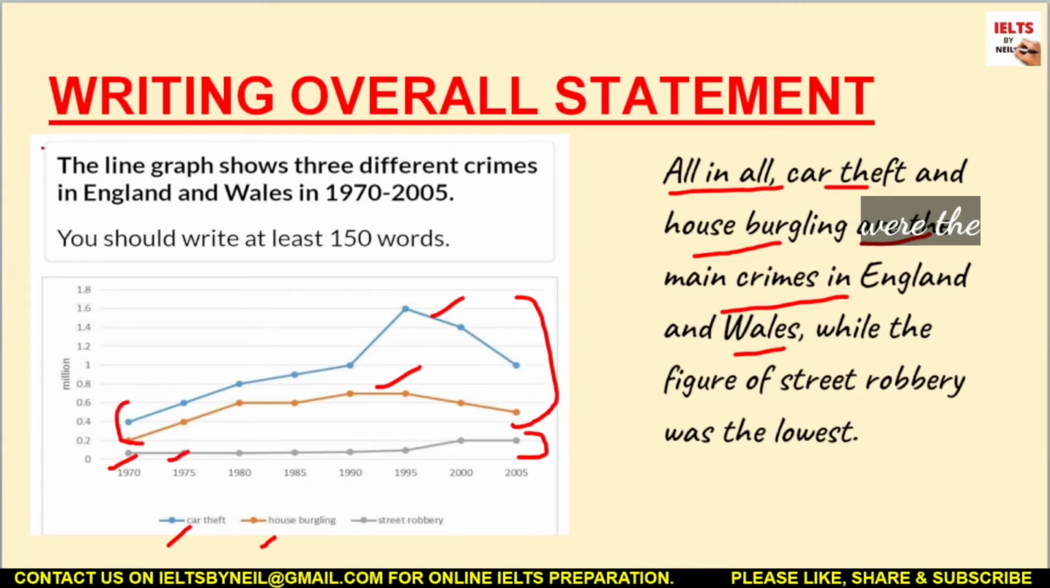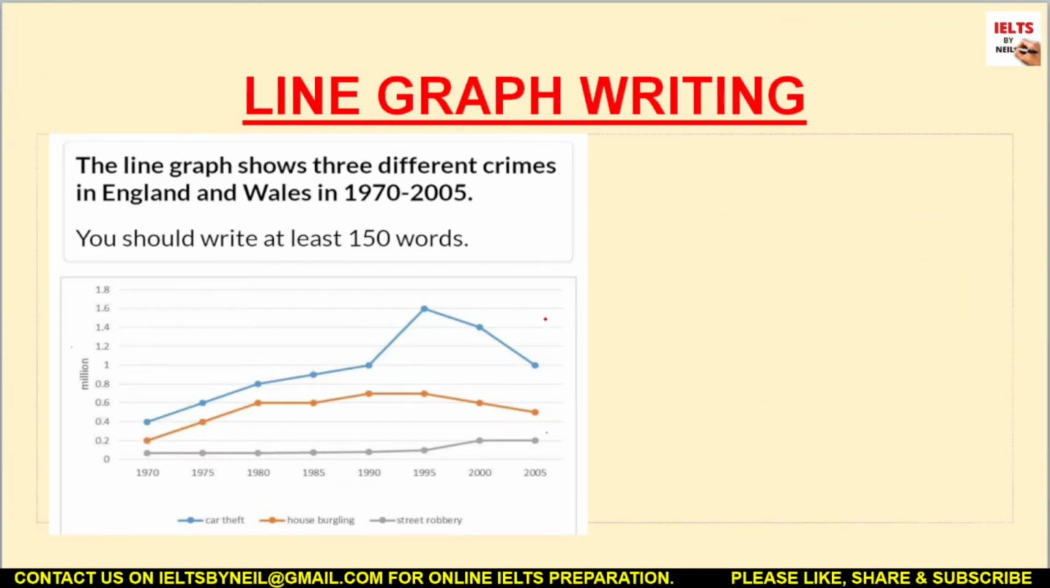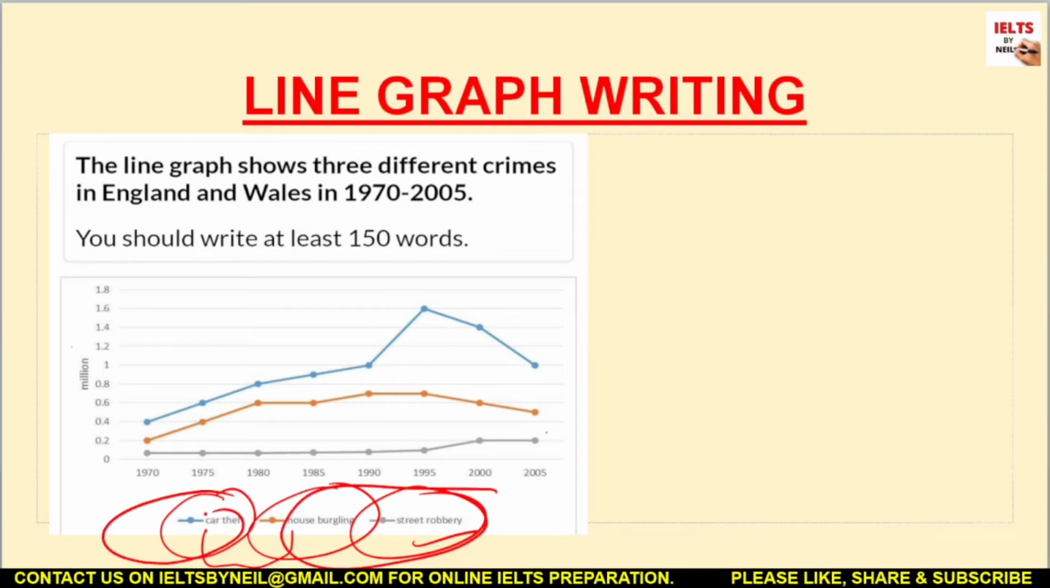Now coming on to the body paragraphs. For the body paragraphs, what we have to do is divide the data. By divide, I mean you can talk about car theft in the first body paragraph, house burglary in the second, and street robbery in the third. Or in the first body paragraph you can cover the first two, and in the second body paragraph talk about street robbery. Or the first body paragraph this one and the second one this one. Anything the way you want, right?